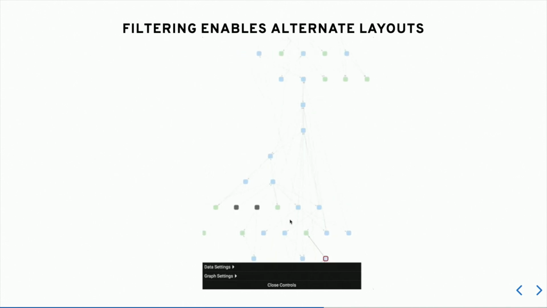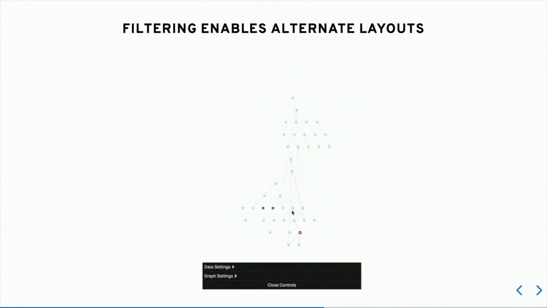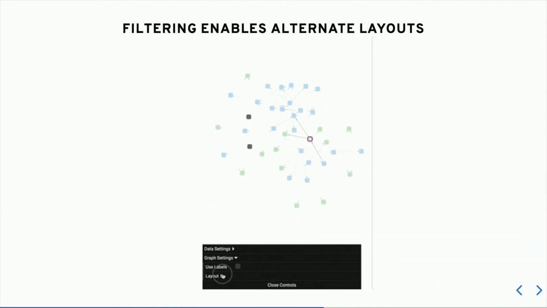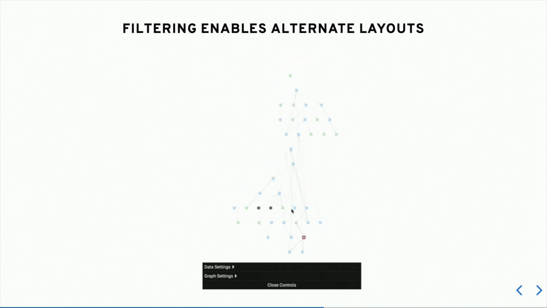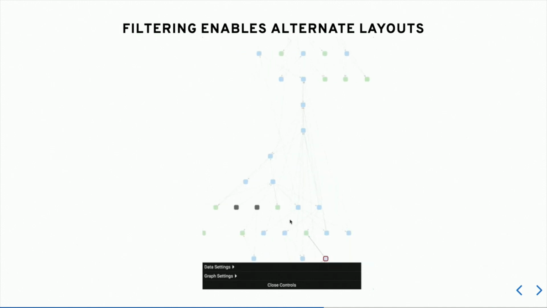One nice benefit of filtering is that it enables you to apply layouts that wouldn't have made any sense before. So for example, a hierarchical layout which puts your probable entry points at the top and you can follow control flow going down. This becomes feasible once we take the large tree that we saw at the beginning and pruned it down to something smaller.